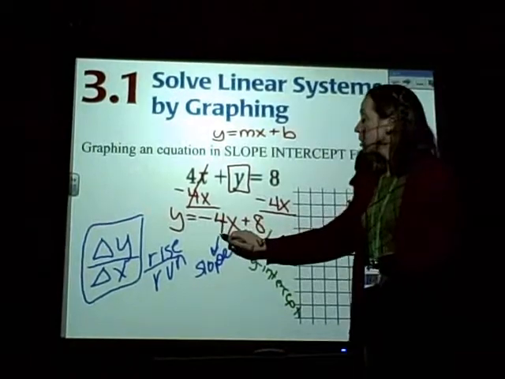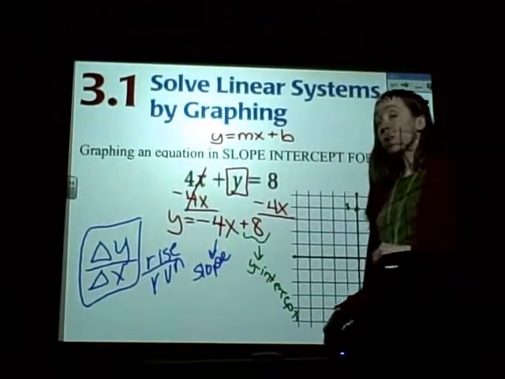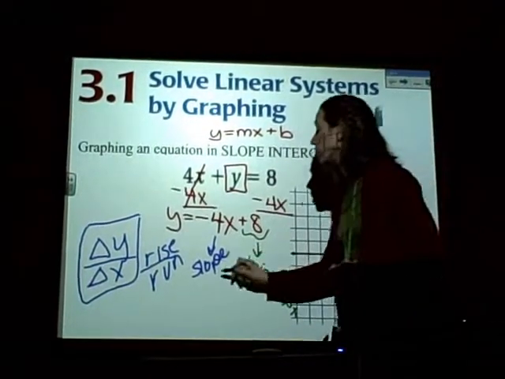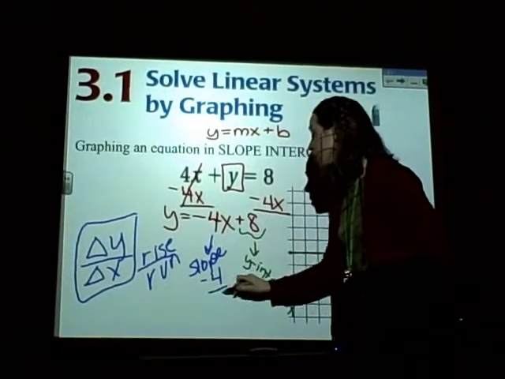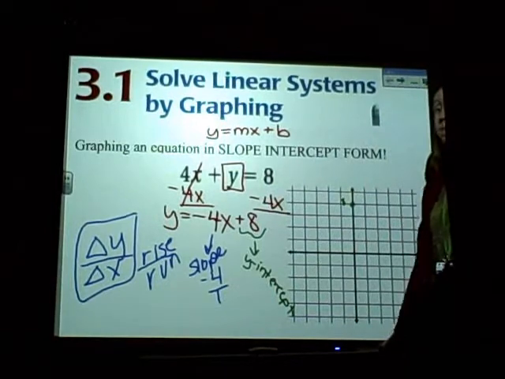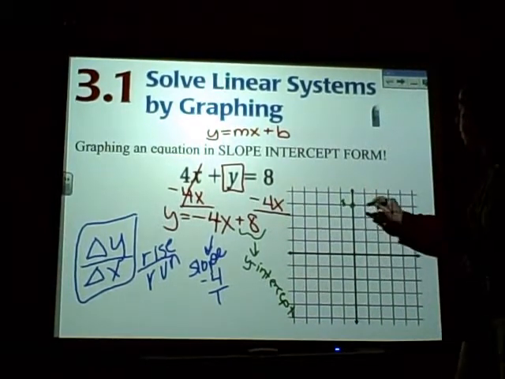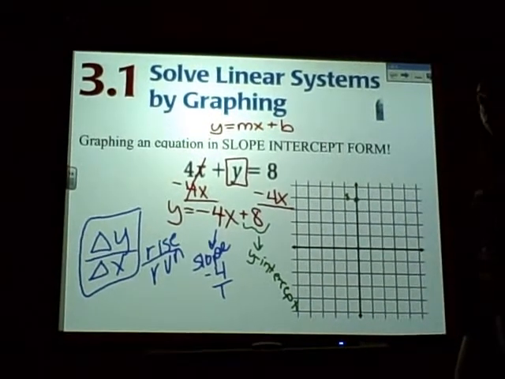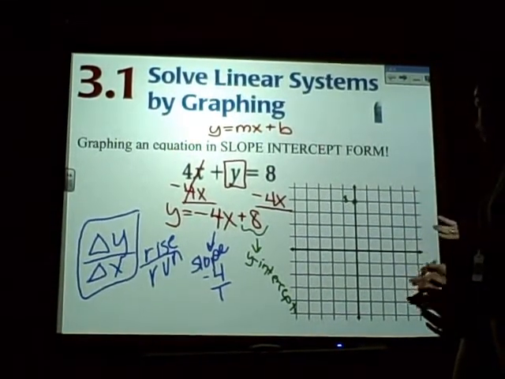My slope is negative 4. If I want to see which way I move horizontally, I need to make that into a fraction. Negative 4 is a fraction. We're just going to say negative 4 over 1. So that means I'm going to put my pencil at my y-intercept. I'm going to move down 4 to the right 1.